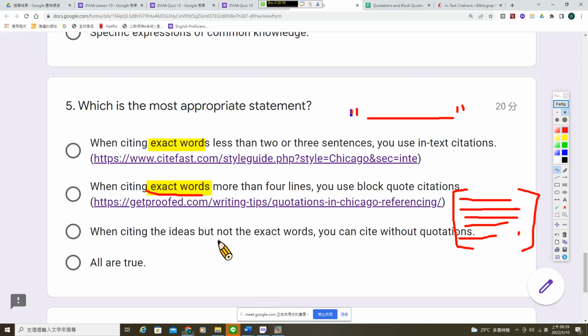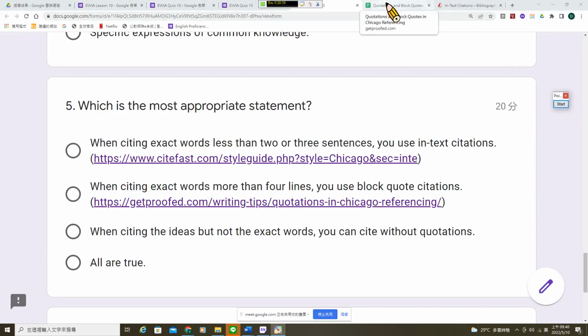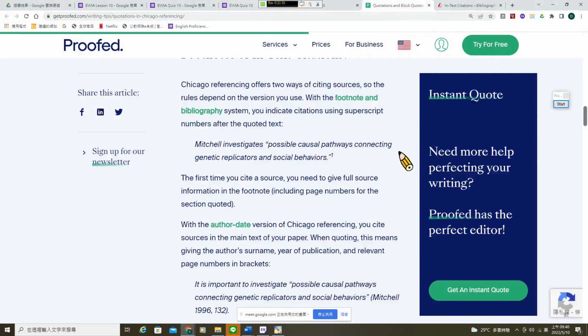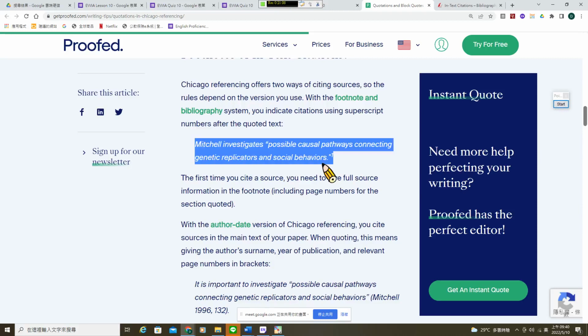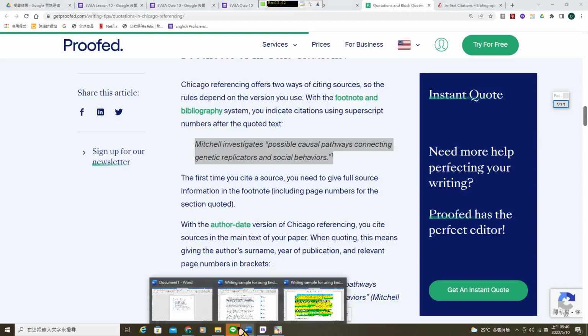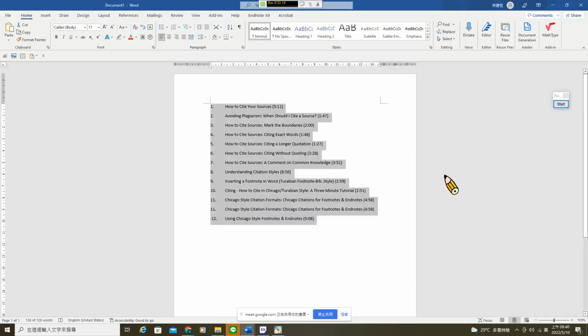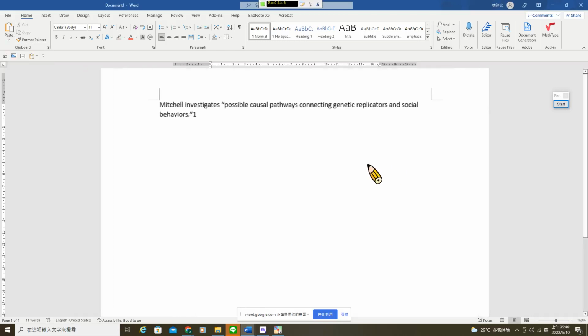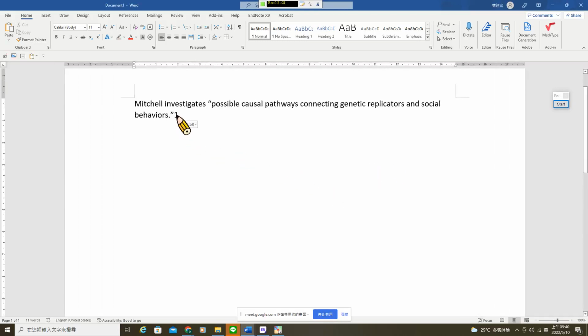But how about not the exact words? Well, we can cite without quotations. Then how can we do this? Let's move here. Let me highlight this. So this is the direct quotation. And let me copy here to here.